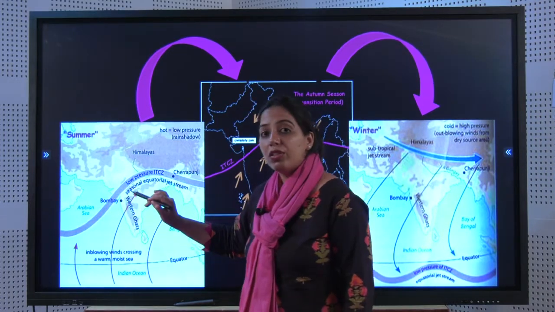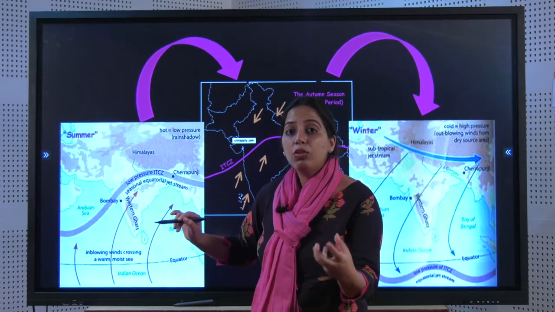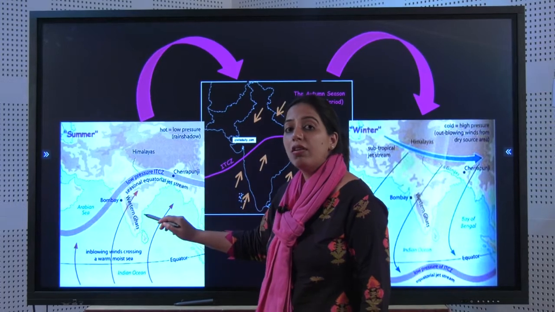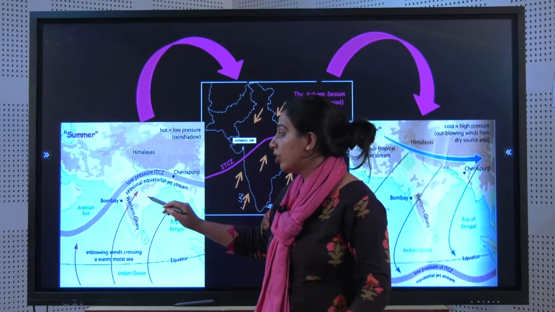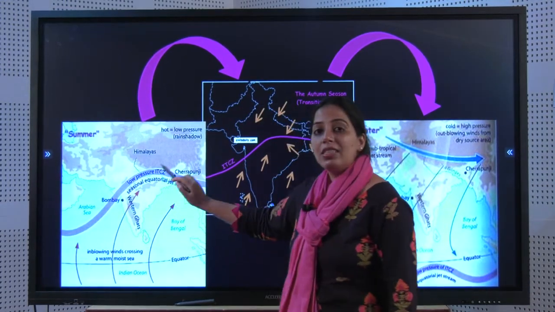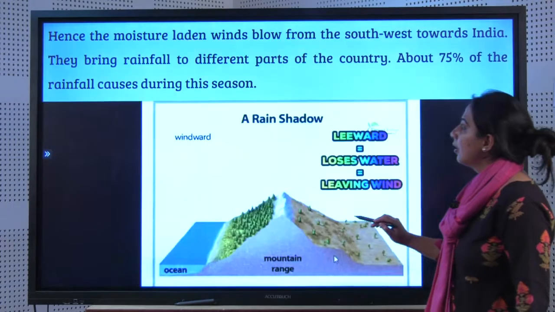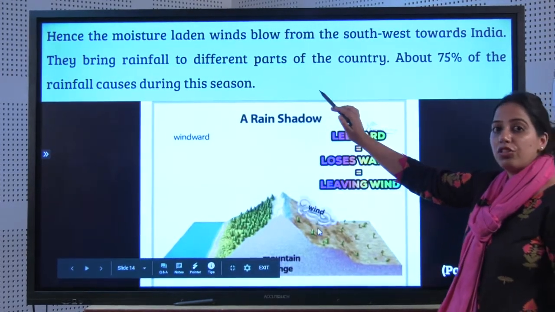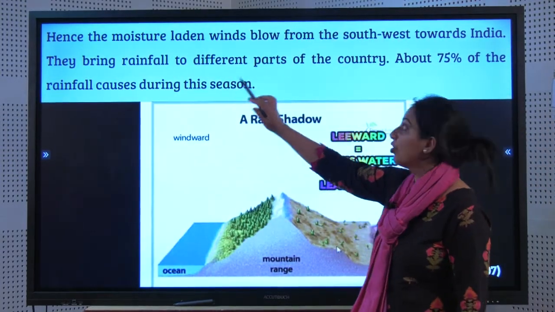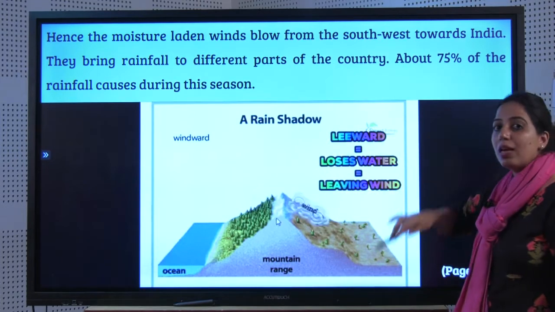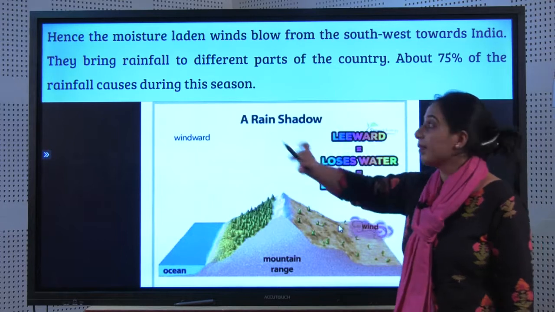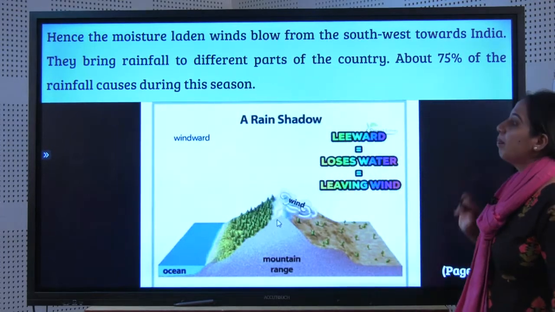They are carrying moisture. And to whom are they attracted? They are attracted to the low pressure caused by the high summer temperature in the Indian subcontinent, and they come towards India. Hence, the winds are laden with moisture. They blow from the south, from the Indian Ocean, southwest towards India. They bring rainfall to different parts of the country.